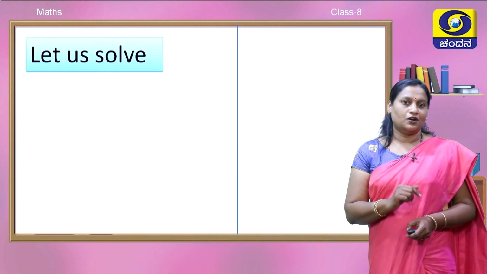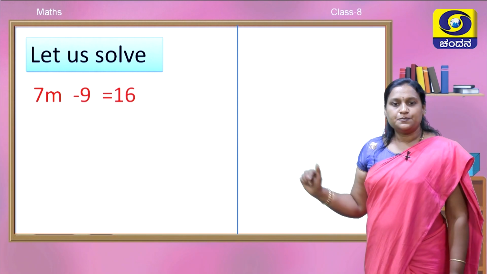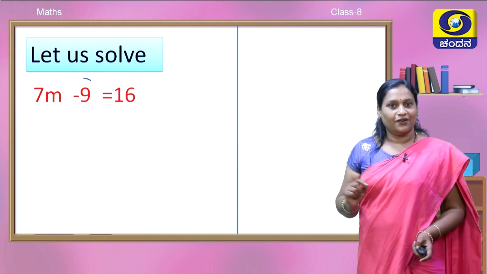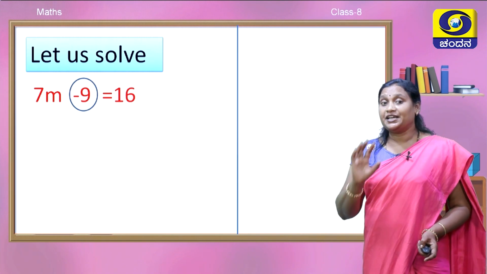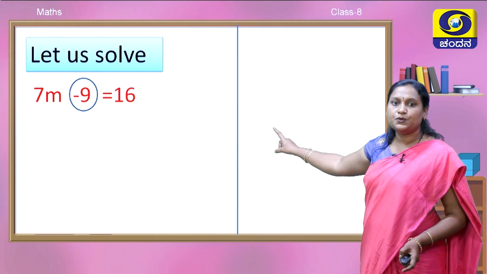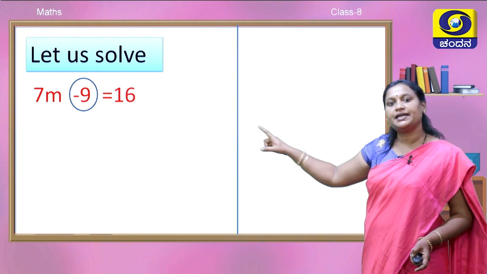Now, let us solve some of your textbook problems. First problem is 7m minus 9 is equal to 16. Okay. Now, what should I do? I should find out the value of m. So, I will be transposing minus 9.